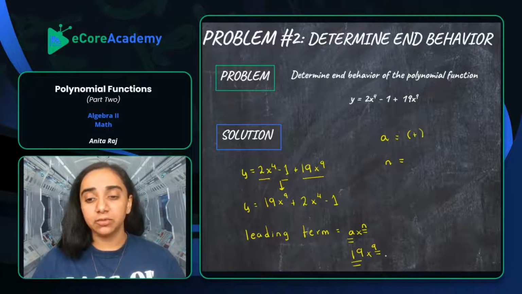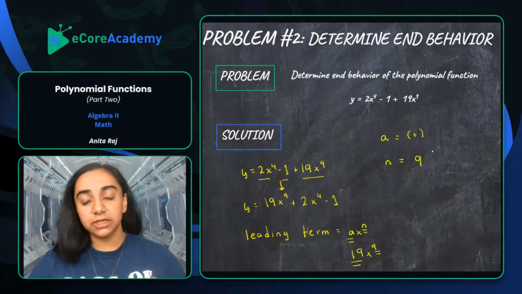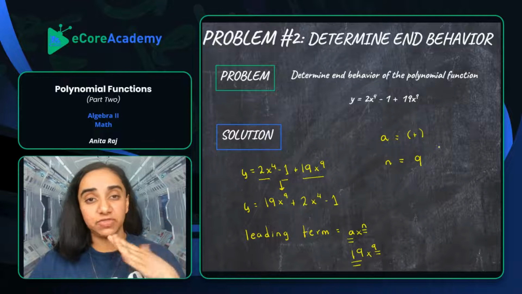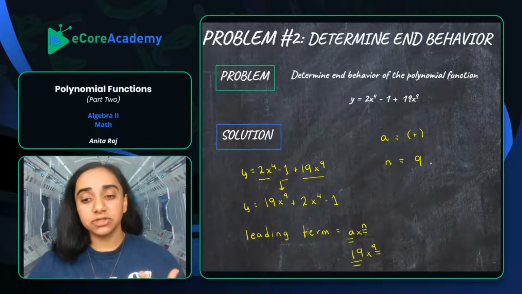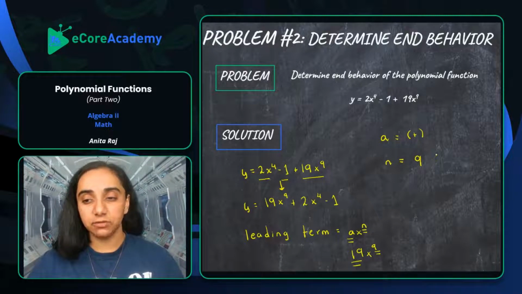Then we want to look at n, which is the exponent to which x is raised in the leading term. In this case, the exponent is 9, which is an odd number. So when we look at a, the leading coefficient, we want to see if it's positive or negative. That's it. When we look at n, the exponent, we want to determine if it's odd or even. In this case, it's 9, which is odd.